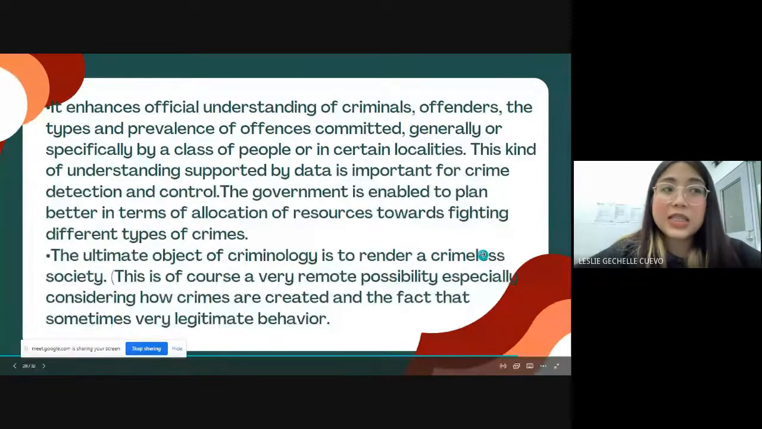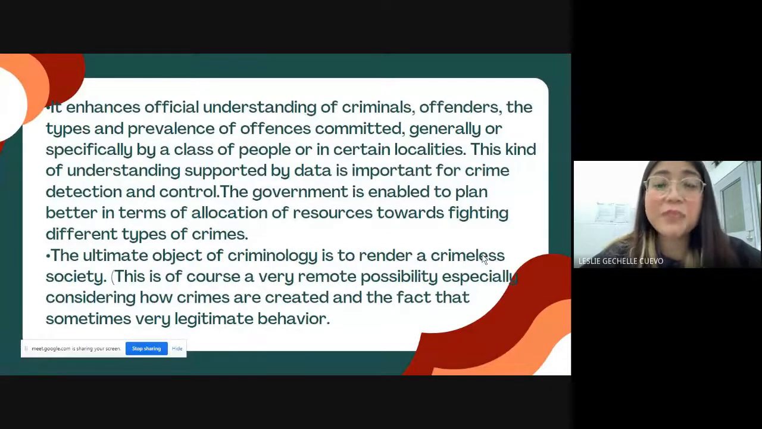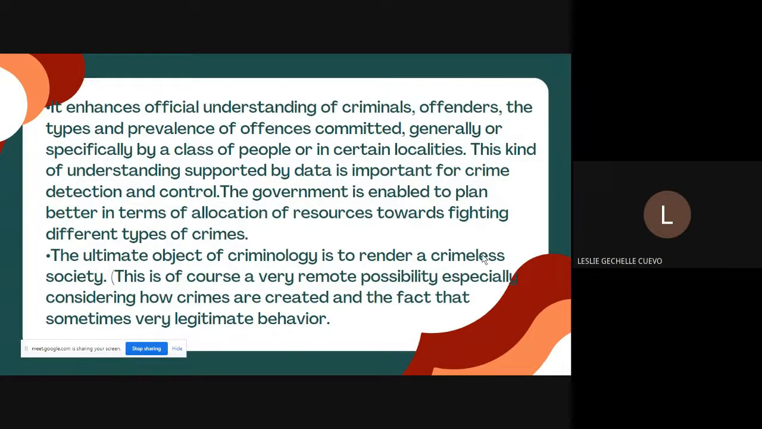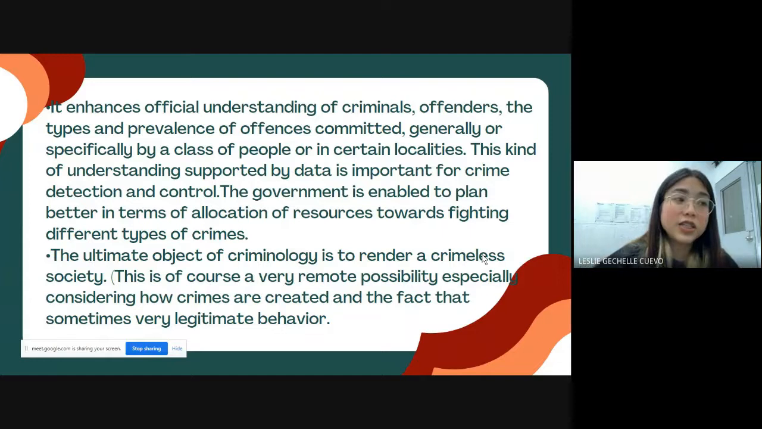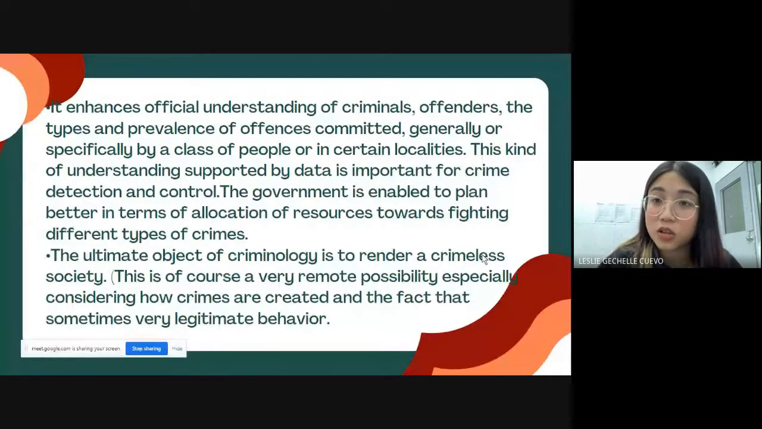And then it enhances official understanding of criminals, offenders, the types and prevalence of offenses committed, generally or specifically by a class of people or in certain localities. This kind of understanding, supported by data, is important for crime detection and control. The government is enabled to plan better in terms of allocation of resources towards fighting different types of crime.